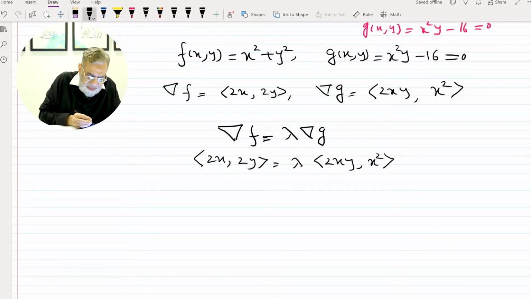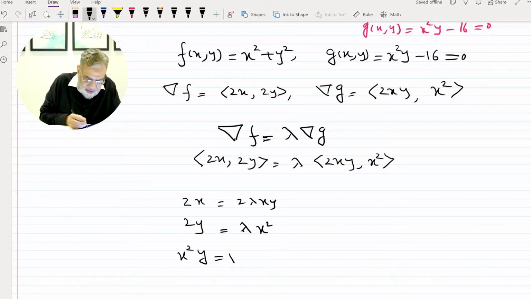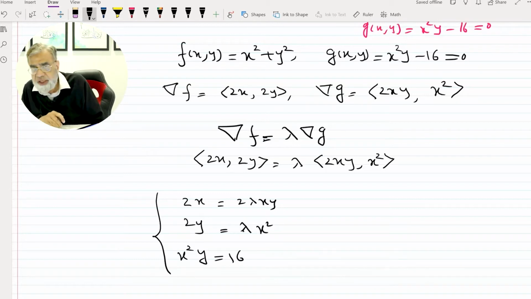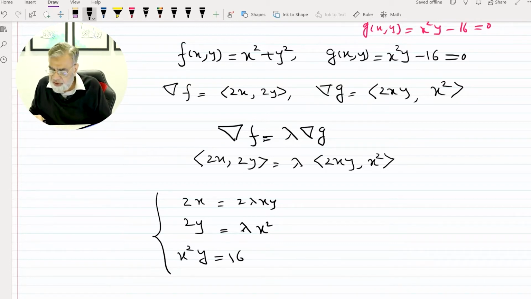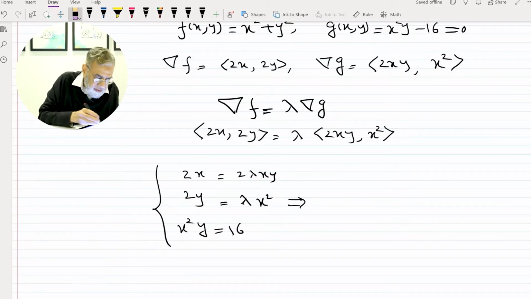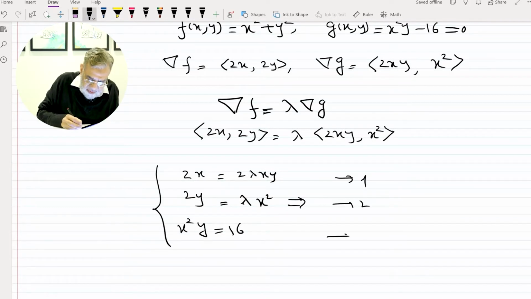So the equations I got are: 2x is equal to 2 lambda xy, equation 1, and 2y is equal to lambda x squared, equation 2. And the third equation, g(x,y) equal to 0, is x squared y equal to 16. This is a set of three equations, and I need to find the values of x and y from them. So this is equation 1, this is equation 2, and this is equation 3.